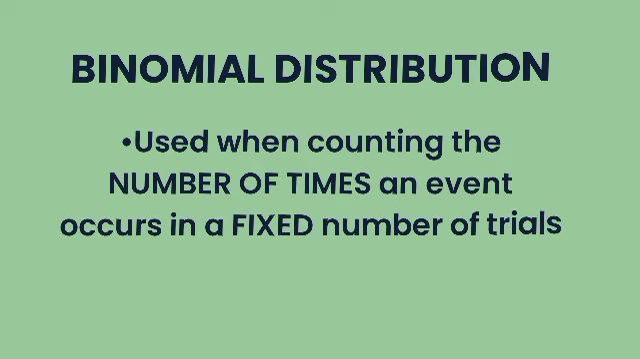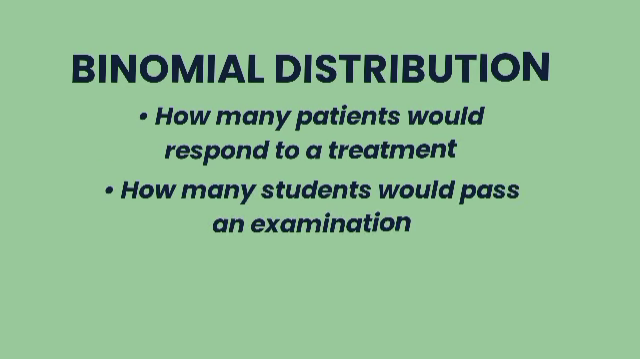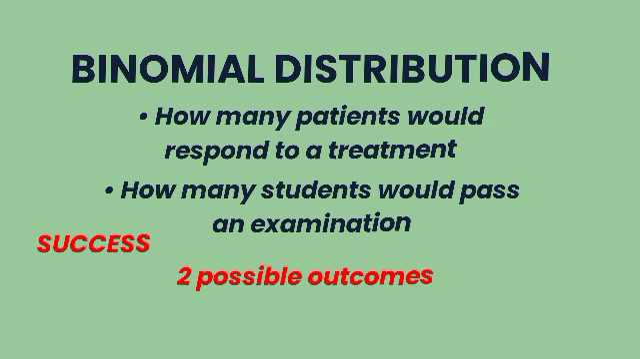For instance, how many patients will respond to a treatment? How many students will pass an examination? In each of the examples above, there are only two possible outcomes, which is success or failure. Before you consider binomial distribution, 4 conditions must be met.